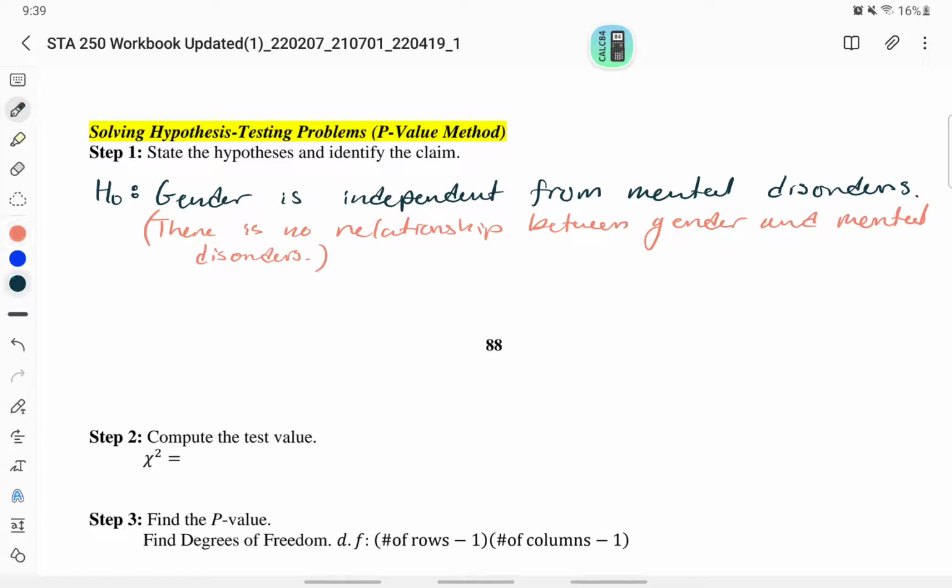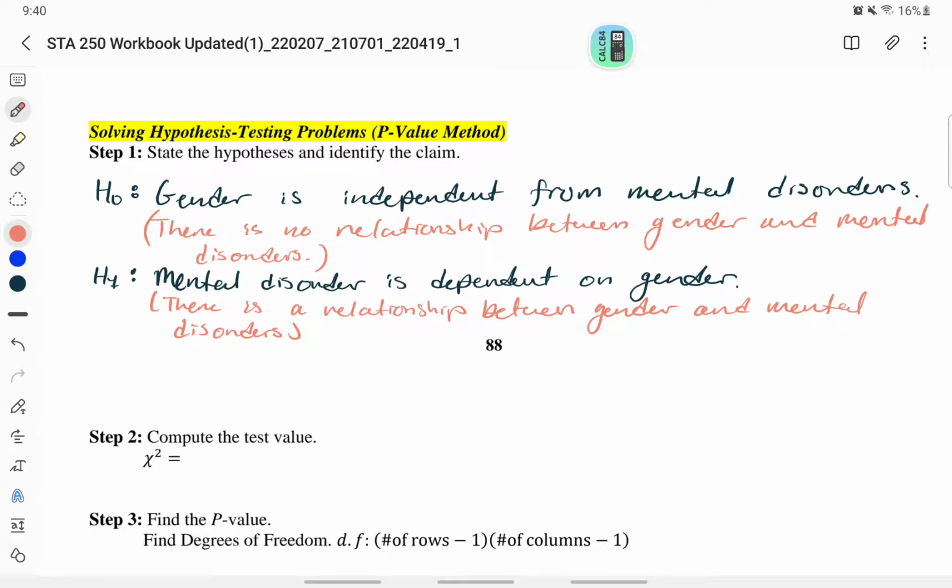The alternative hypothesis will state mental disorders is dependent on gender. And another way you can write that is there is a relationship between gender and mental disorders. So either way is up to you. Step 2, compute the test value. We just did that. That is 4.404.